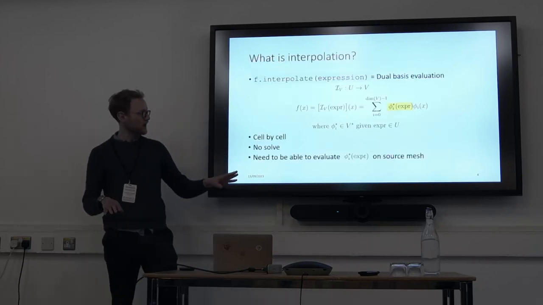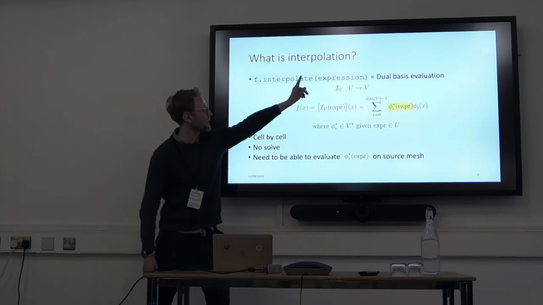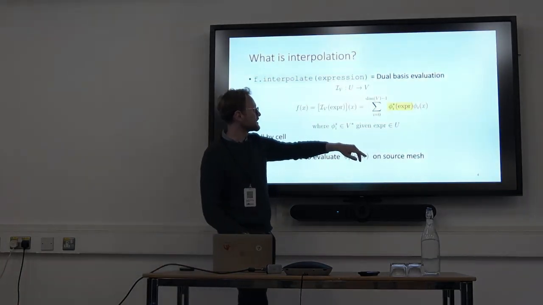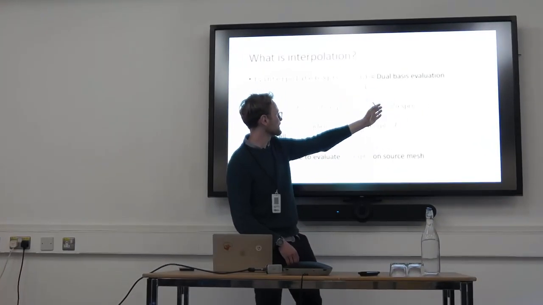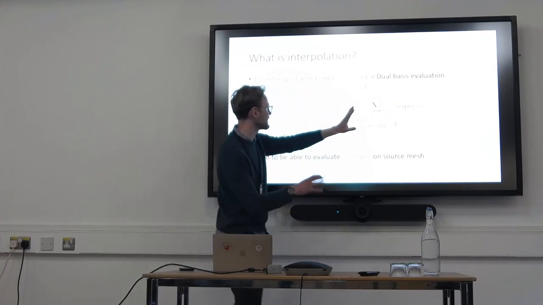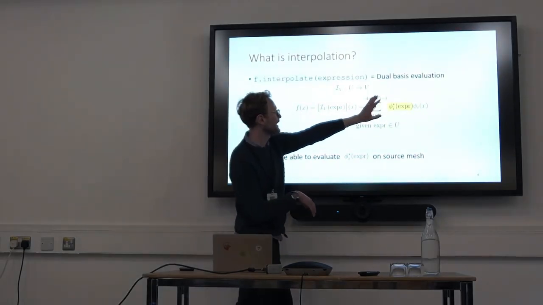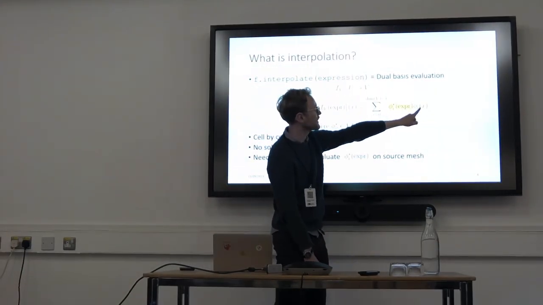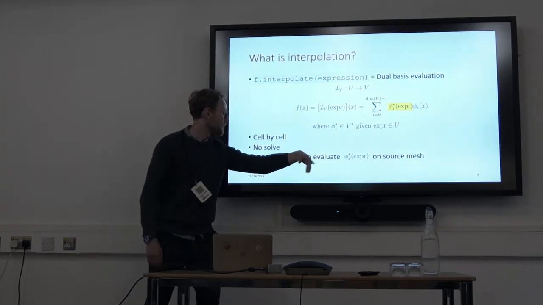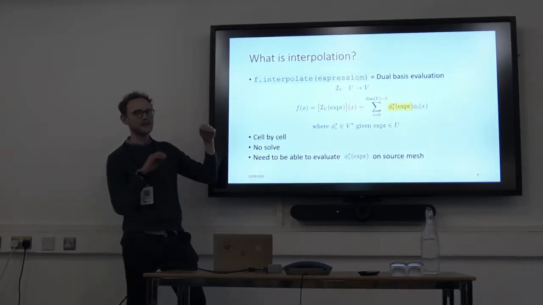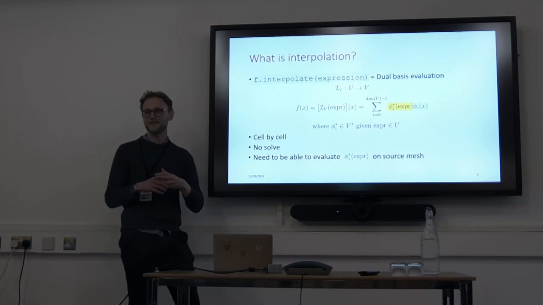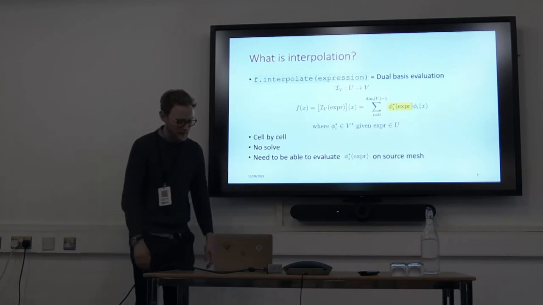So let's get everyone on the same page. What happens if I call interpolate of some expression? This is the operator we use. It takes you from one function space to another space. It does this by evaluating the dual basis functionals on whatever your expression is in your source function space. We're not going to dive into what this really means, but the point is you need to be able to evaluate this to get the coefficients of your basis in the global space. That's the key. The advantage of interpolation as opposed to other ways of getting solutions from one mesh to another is that you can do it cell by cell and you don't have to do a solve. If you're doing Galerkin projection, you need to solve a system, which is expensive.